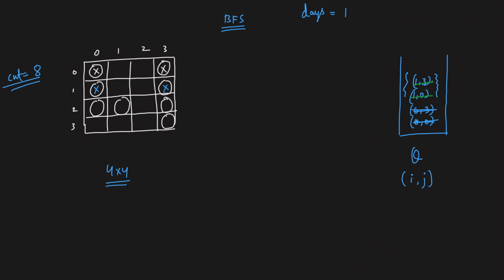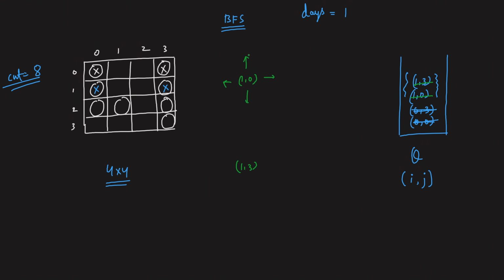Again take 1 comma 0 and 1 comma 3. So 1 comma 0 will be taken, 1 comma 3 will be taken. Remember this. Again do the same step. So BFS means take these guys and do these steps. So you know it will have a top, a right, a bottom, a down.